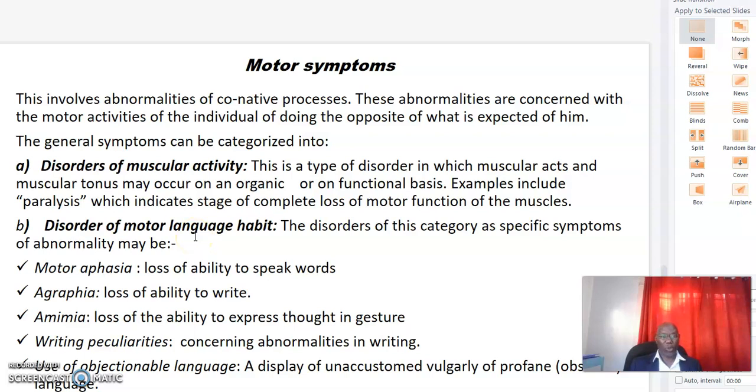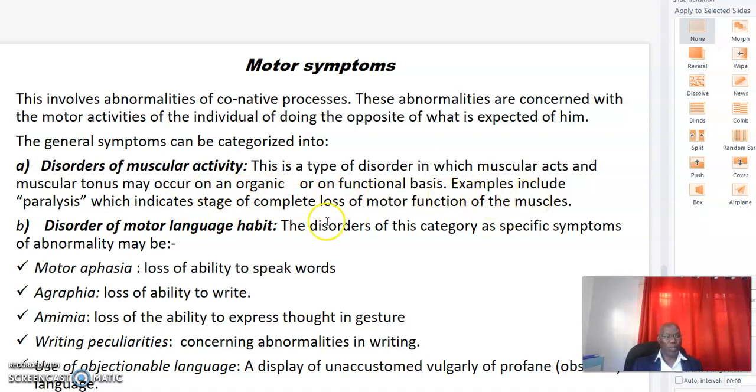Other factors include motor symptoms. This includes abnormalities of cognitive processes. These abnormalities are concerned with the motor activities of the individual, of doing the opposite of what is expected of him or her. The general symptoms can be categorized into: 1. Disorders of muscular activity. These are a type of disorder in which muscular acts and muscular tonus may occur on an organic or on a functional basis.